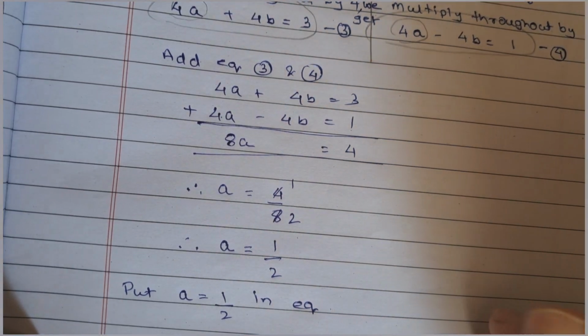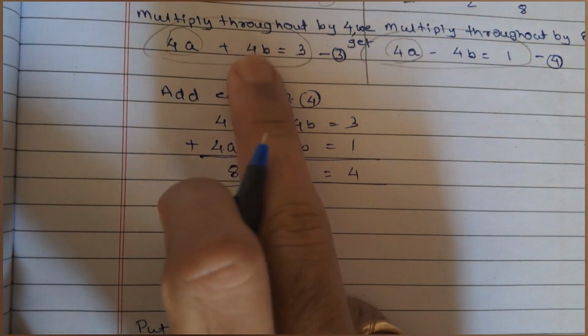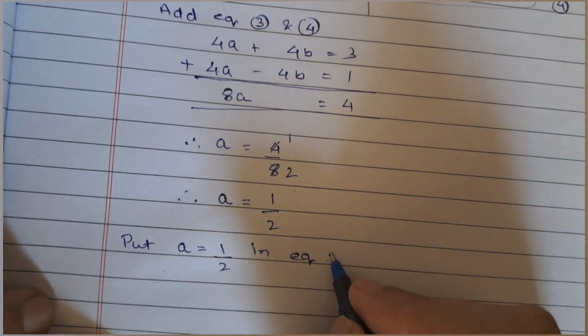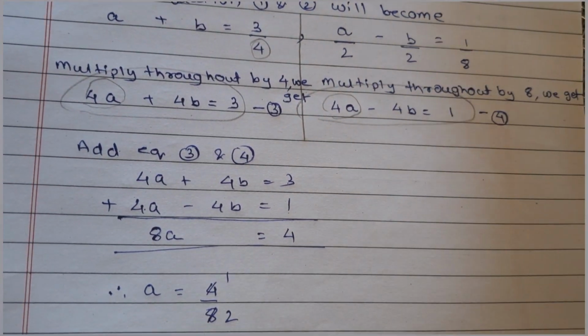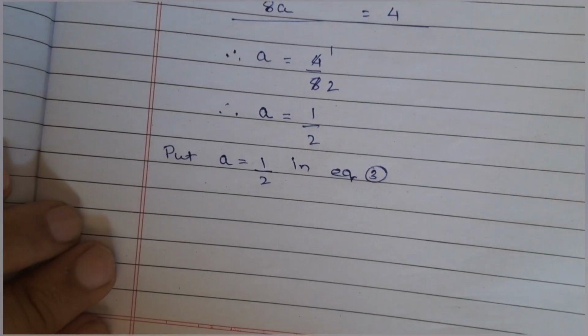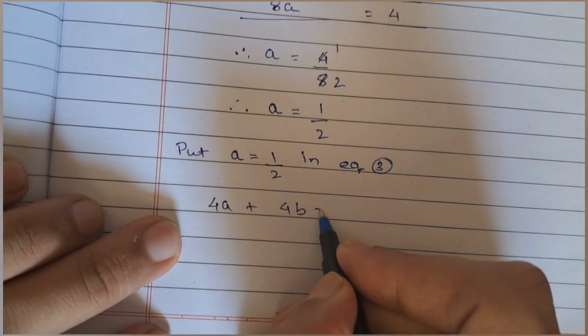Yeah, so I do have two equations, 3 and 4. I can put it in any of the equation. So let me put it in equation number 3. So I will say in equation number 3. So first of all, I am just copying this equation number 3, 4A plus 4B equal to 3. So let me just copy it over here. 4A plus 4B equals to 3.